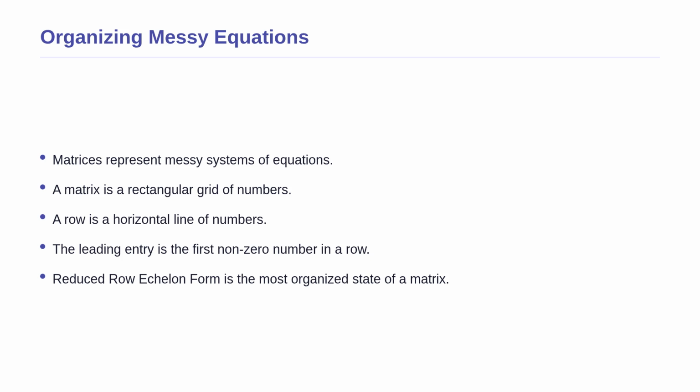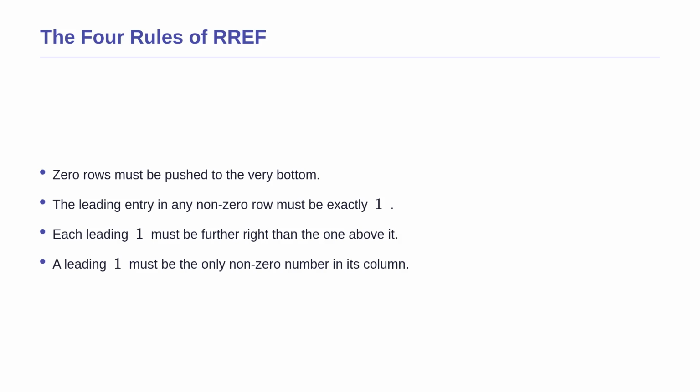To do this, we look at rows, which are horizontal lines of numbers, and the leading entry, which is simply the very first number in a row that is not a zero. Now that we understand what a matrix is, let us look at how it reaches this perfect state.